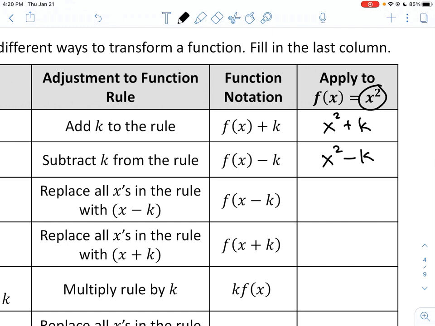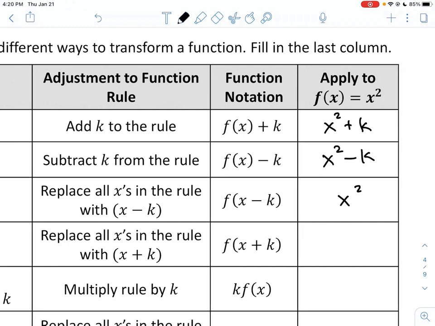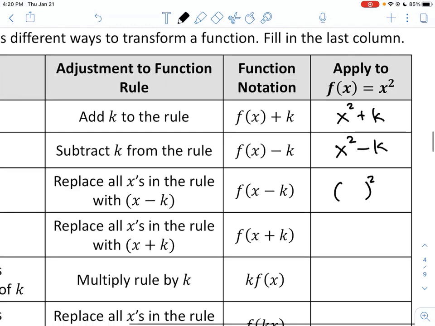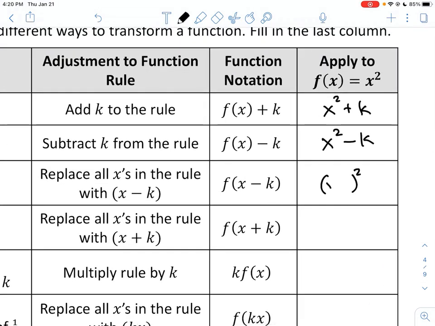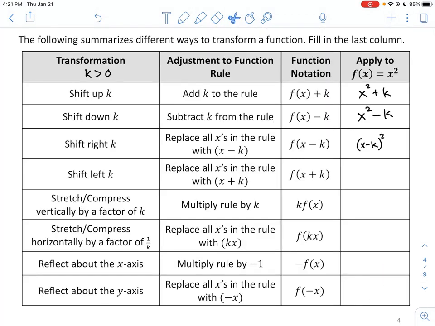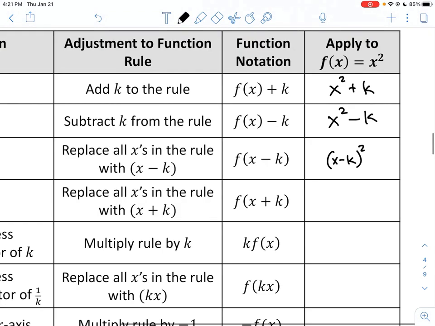So the function rule here is x squared. I'm going to replace the x with x minus k. Use parentheses when you do this. I've created a vacant spot where the x used to be, and I'm going to plug in x minus k there instead. If you want to shift a graph left, then you do the same thing, but you replace all the x's in the rule with x plus k's. Function notation looks like this. You do f of x plus k. Applying it to the rule of x squared, it would look like x plus k, all in parentheses, and then the square. So for vertical shifting, the k is outside the rule of the function, and for horizontal shifting, you have an x minus k or an x plus k where the x used to be in the parent graph.